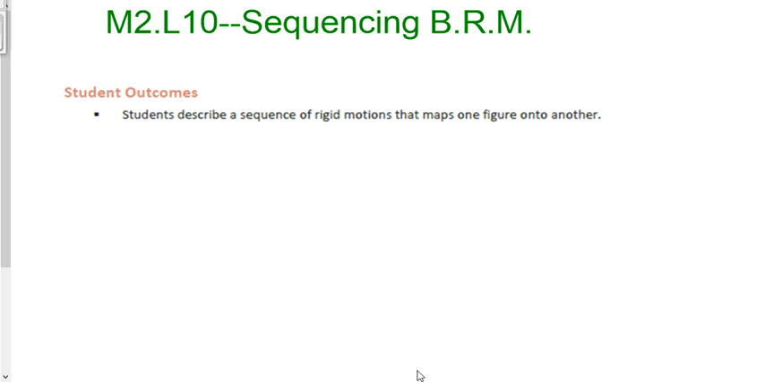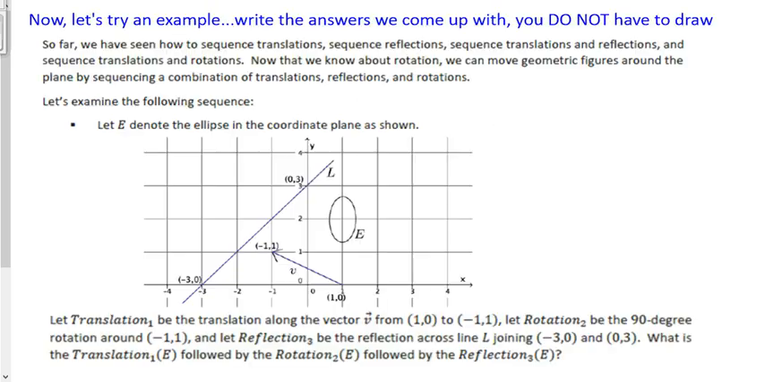But we're going to figure out how to sequence these rigid motions to get one figure mapped to a second figure. So let's get right to it.